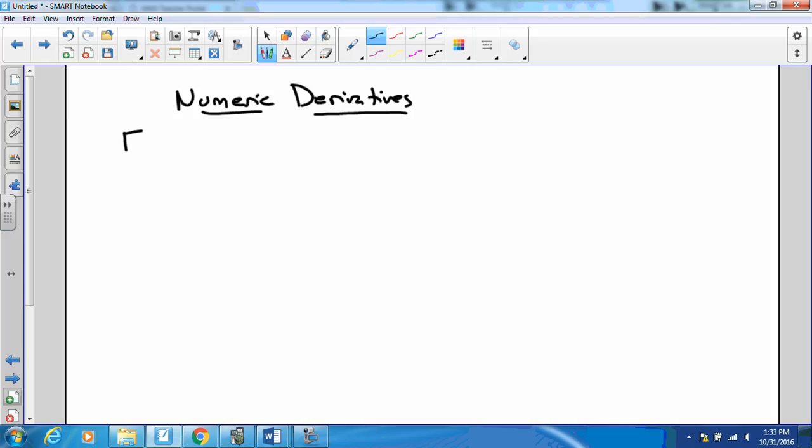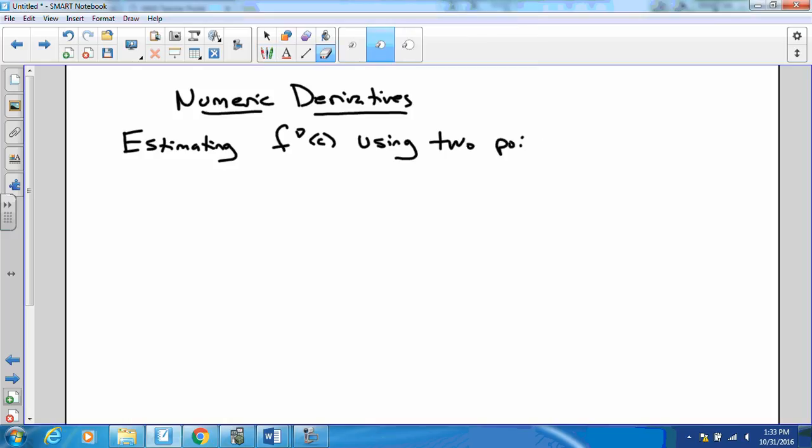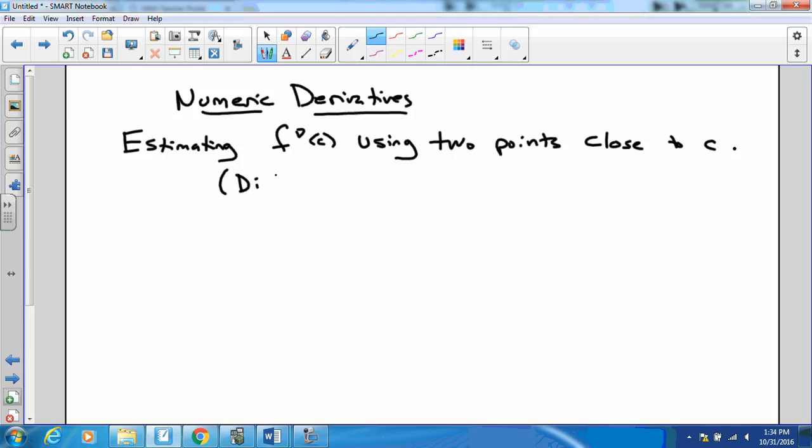When I talk about numeric derivatives, what I'm talking about is estimating f prime of c using 2 points close to c. That's the spirit here. And specifically, we're going to use 2 points close to c to set up the difference quotient.